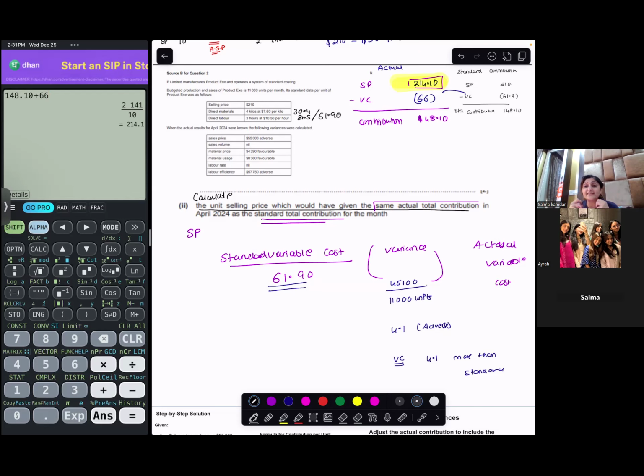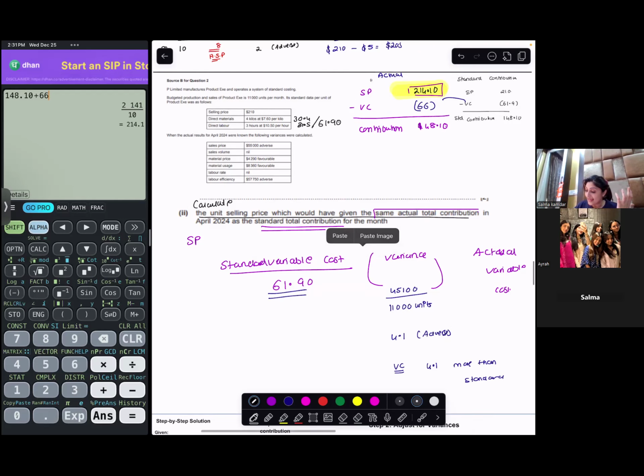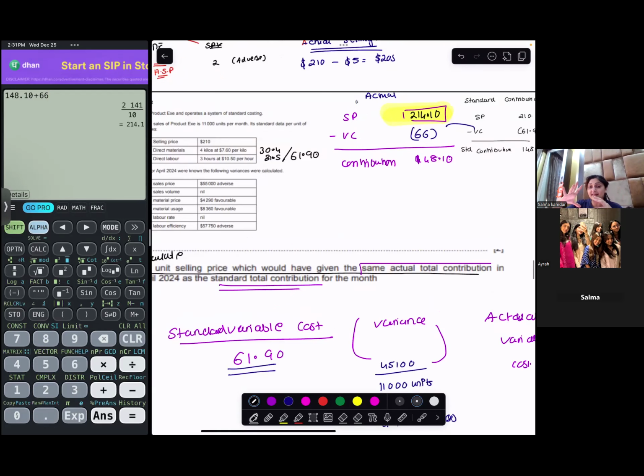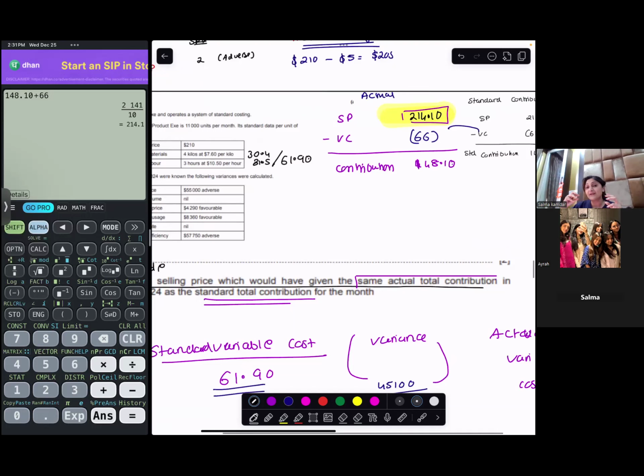That means I spent more than what I expected. The actual variable cost, which includes the direct material and the direct labor cost, is 66. So I'll get a new selling price. Try and do it, then I'll take you ahead.